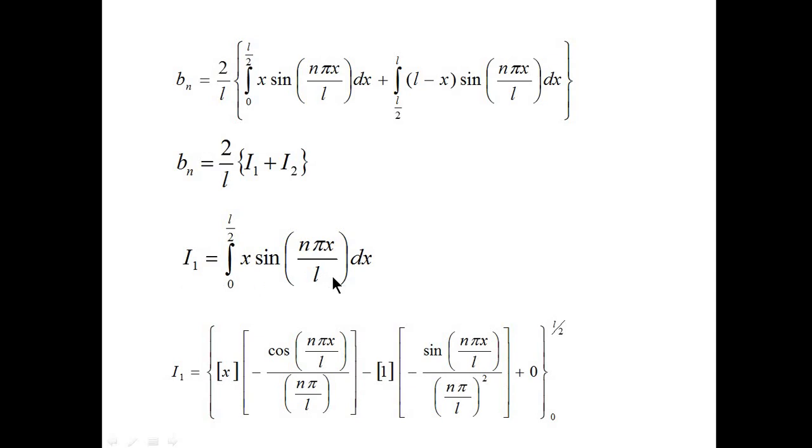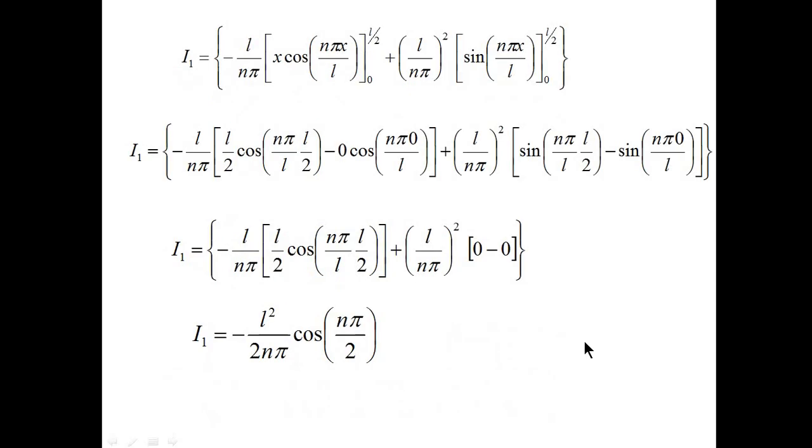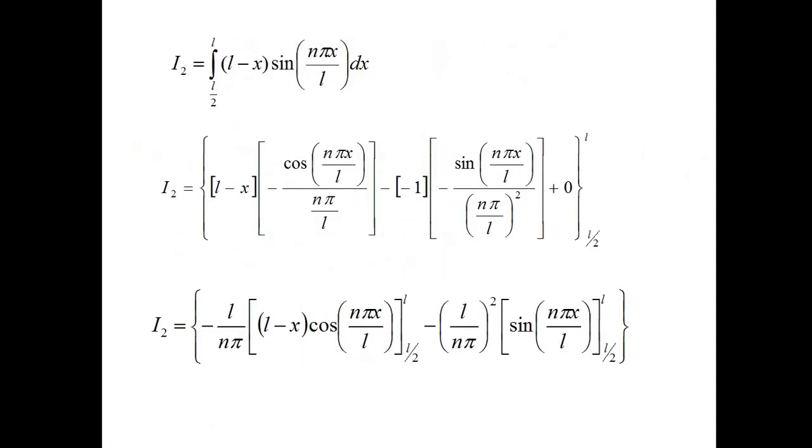Now let us consider I1 separately. You can apply Bernoulli's rule of integration, that is write this polynomial in the first bracket and integrate the function in the second bracket, minus differentiate the first bracket, integrate the second bracket, plus differentiate the first bracket, which is 0. Thus we have finished our formula. Now you can apply the limit 0 to L by 2. Now after applying the limits, you get I1.